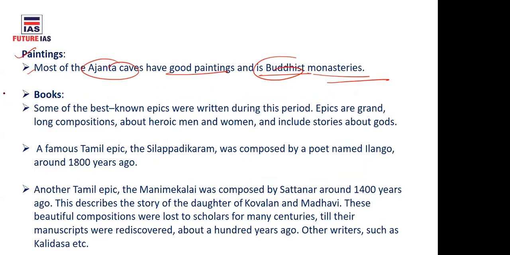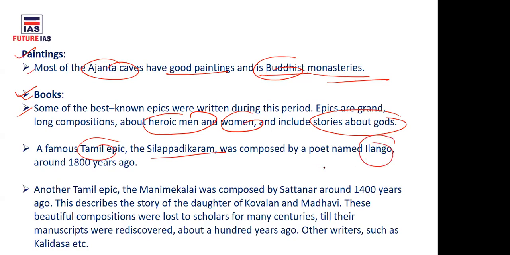Okay. Now the books, some of the best known books which were written during this period. You must understand these books have greater descriptions of the stories about the gods, right? They have descriptions and compositions related to heroic men and women. For example, the famous Tamil epic, the Silappadikaram. The Silappadikaram is composed by a poet known as Elango. Okay, it was composed around 1800 years ago.